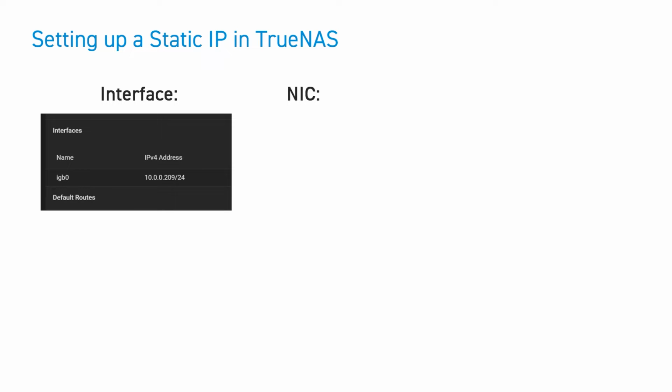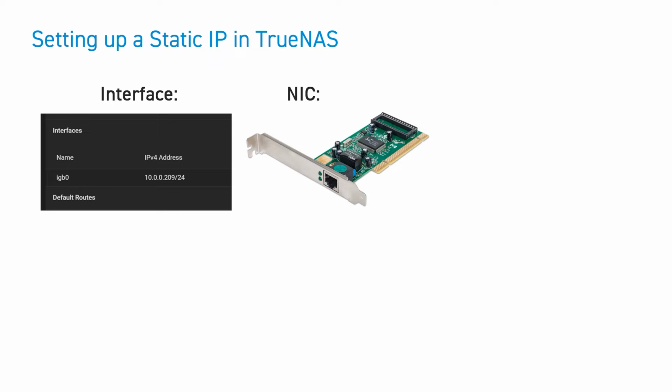A NIC, short for Network Interface Controller, is a hardware device used to connect to a network. Generally, this is where your Ethernet port is. Otherwise, there's usually one built into the motherboard. IPv4, short for Internet Protocol Version 4. IPv4 is used worldwide and routes most of the internet traffic and utilizes a 32-bit address space. You will be configuring this later on your TrueNAS system.